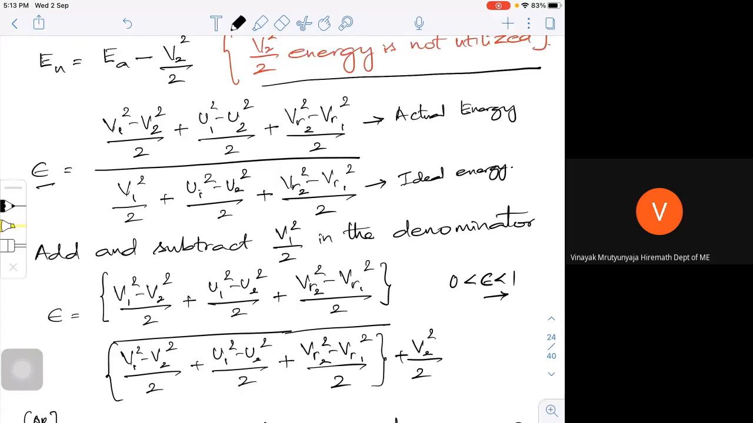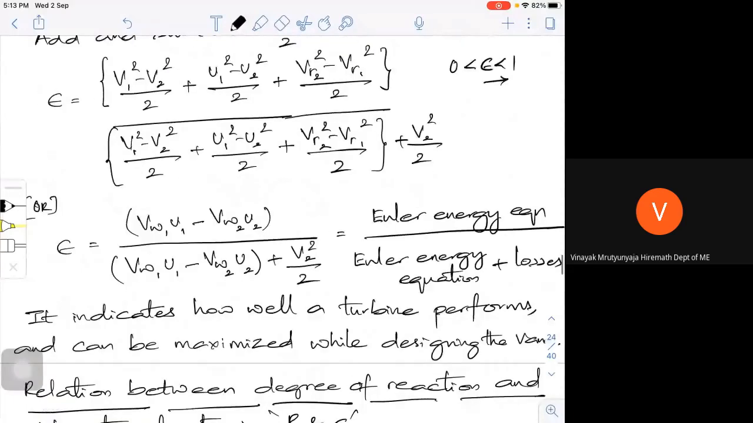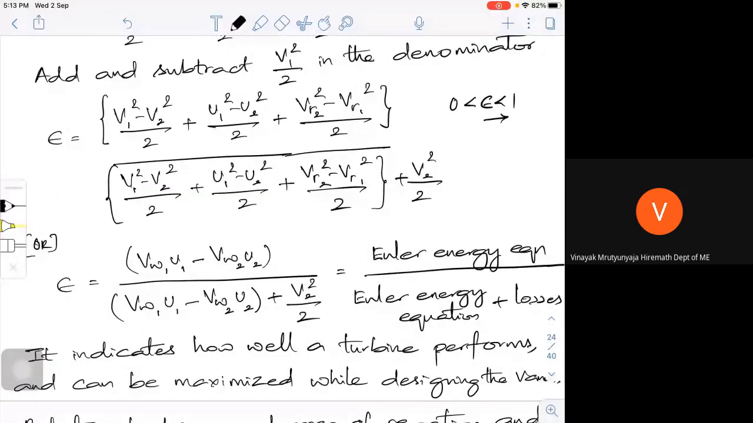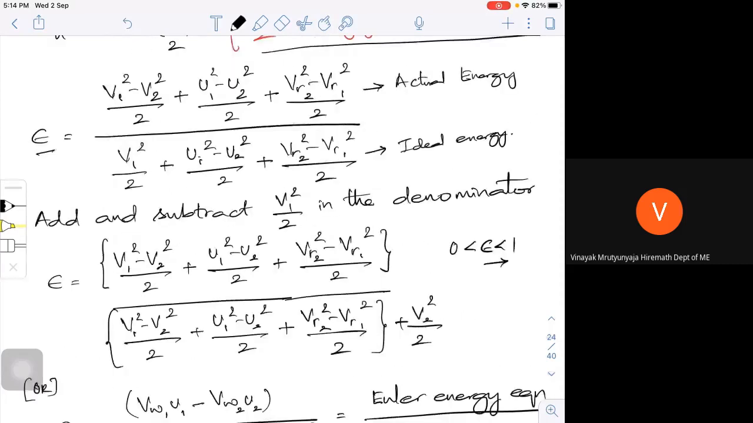Fine. Now, this is what we have. I try to simplify the same thing. I want to write it in terms of the Euler expression. So in the denominator I add V2 square by 2. This expression I can write as VW2 into VW1 into U1 minus VW2 into, just to get an expression, that's it. But what we can clearly tell is that the utilization factor indicates how much of the energy I am able to utilize out of how much is available at the turbine or blade inlet, or whatever it may be.